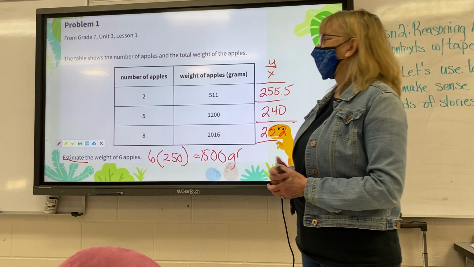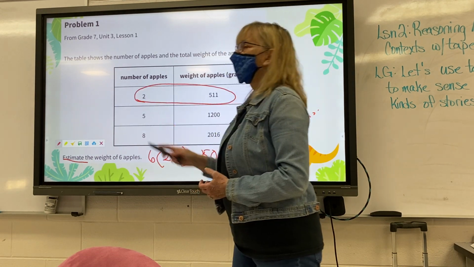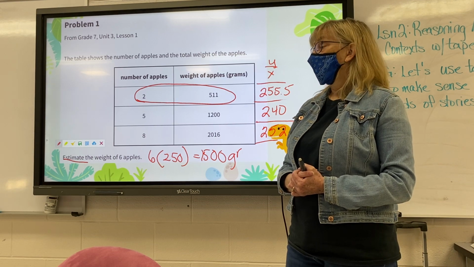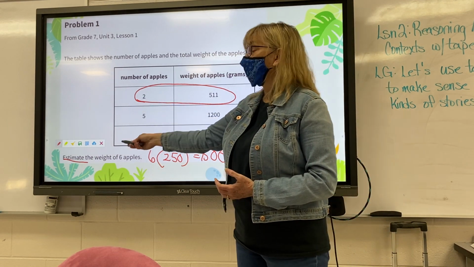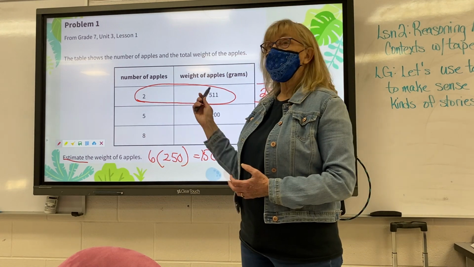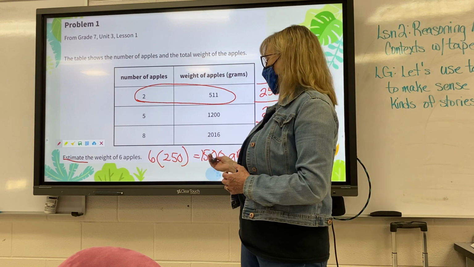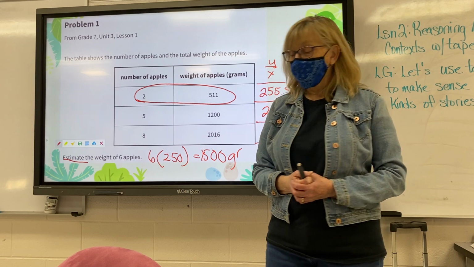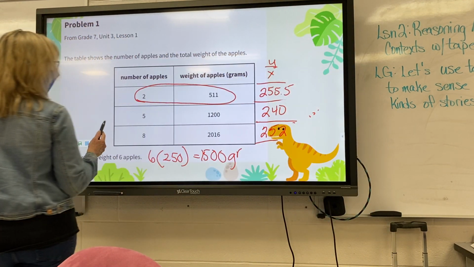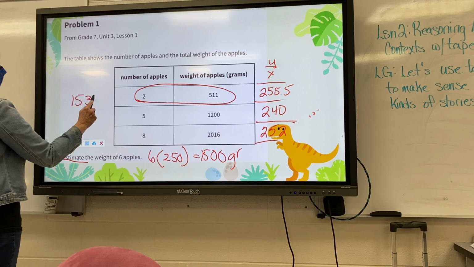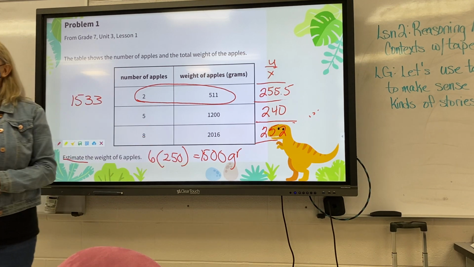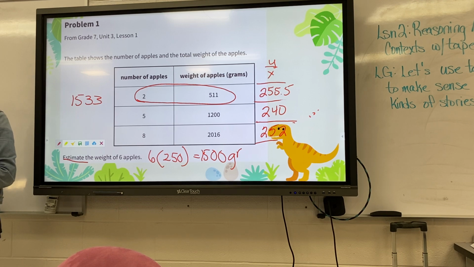Yes. What else could we have done? Could we have taken this information and multiplied it by 3? We want to get to 6, right? Could we have taken that and multiplied it by 3? Would we be close to the 1,500? Mm-hmm. We get close to that. We get 1,533. Okay. So remember, apples don't all weigh the same. So either way would give us a reasonable estimation, right?